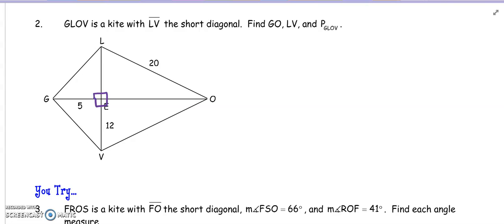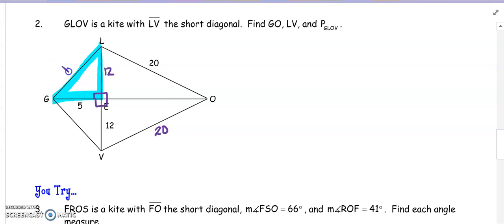Now, it does say that LV is the short diagonal. The short diagonal gets bisected. So if it's 12 on the bottom, that means it's 12 on the top here as well. LO is 20, which means that VO is also 20. Now, I want to focus on this right triangle on the left-hand side here.